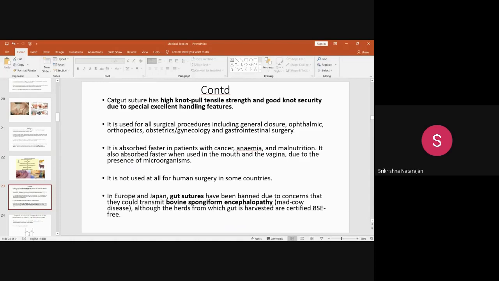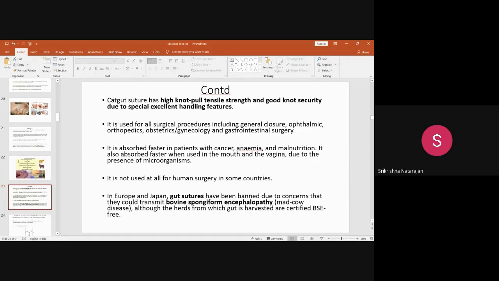So that is one of the drawbacks, but it has other great advantages like high knot pull tensile strength, good knot security due to excellent handling properties. Another problem is it is not used at all for human surgery in some countries, which we have already seen. That is because it is a gut suture which is derived from the stomach of the cow and sheep. But otherwise it is used in different surgeries for different problems which we have already discussed: general wound closure, ophthalmic, orthopedic, bone, gynecology, obstetrics, gastrointestinal.